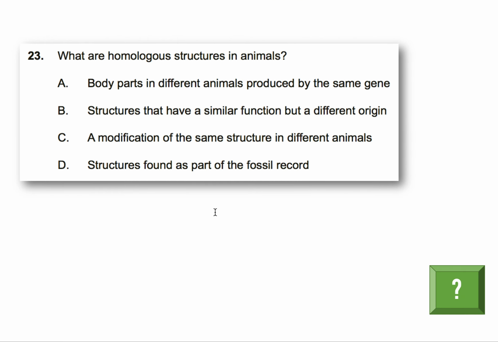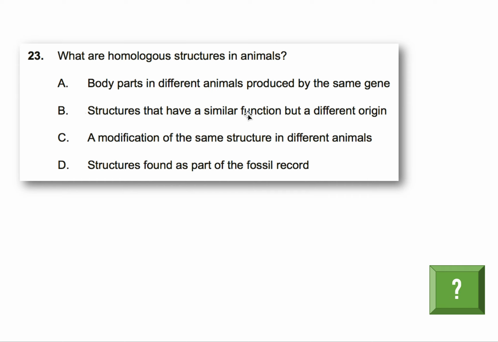So you'll see this 5.1 is a lot about this homologous idea, this pentadactyl limb idea. So what are homologous structures in animals? So A, body parts in different animals produced by the same gene. So no, because we know homologous means same structure, different function. So A is not saying that. They're going to say some random sentences that may sound right, but they're just wrong. Here they're trying to confuse you by saying a random sentence that isn't related to the question. Okay, so you've got to pay attention to this.